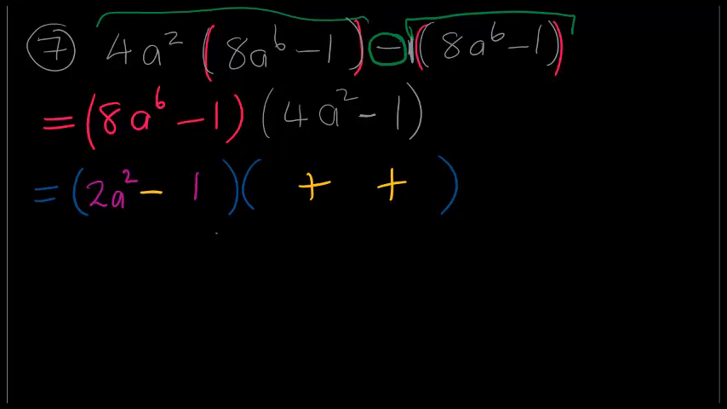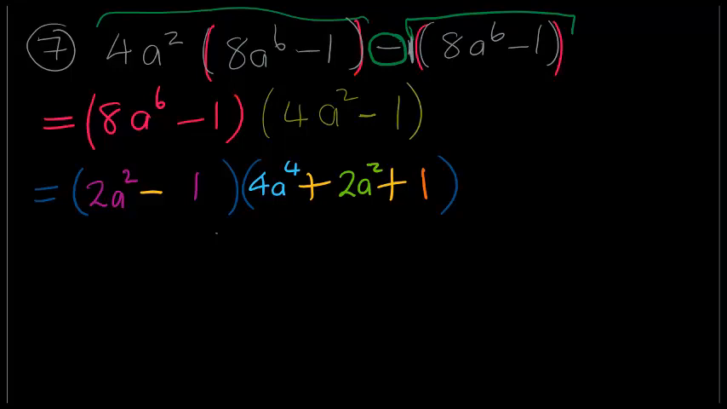In our trinomial, we have 2a² squared, which gives us 4a⁴. Then we have 2a² times 1, which gives us 2a². And then we have 1 squared, which is 1. So this is our first bracket. But now we are going to do something very, very different. Notice that this here is our second bracket.